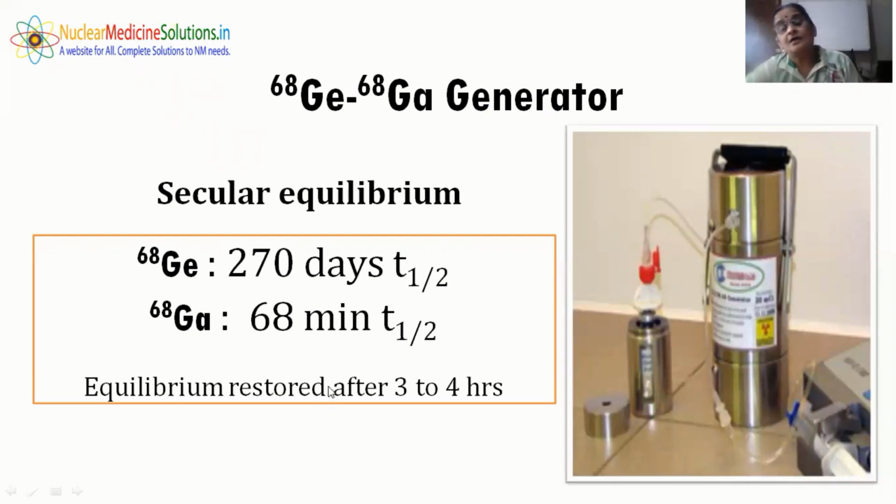Now here, if you understand, the production of the daughter radionuclide is so fast that the equilibrium conditions are built up very fast. That is 3 to 4 hours. And all this is also as per the algorithm which is available to calculate how much time is required to restore the equilibrium.